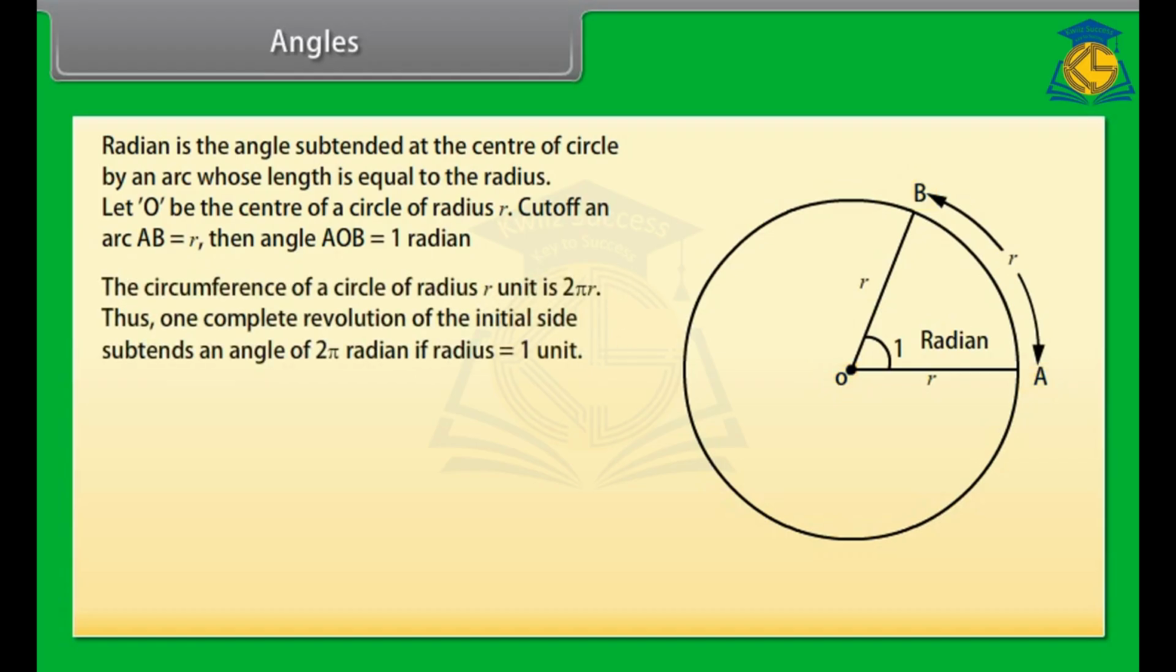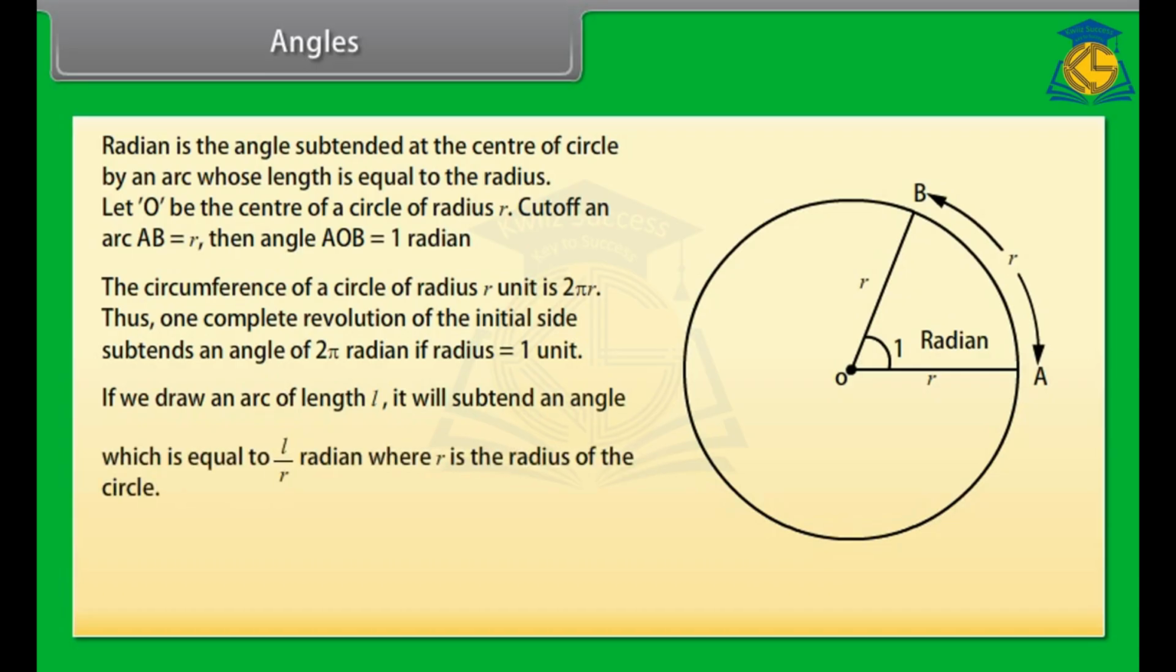The circumference of a circle of radius r unit is 2 pi into r. Thus, one complete revolution of the initial side subtends an angle of 2 pi radian if radius is equal to 1 unit. If we draw an arc of length L, it will subtend an angle equal to L by r radian, where r is the radius of the circle. And we can write it as L is equal to r into theta.